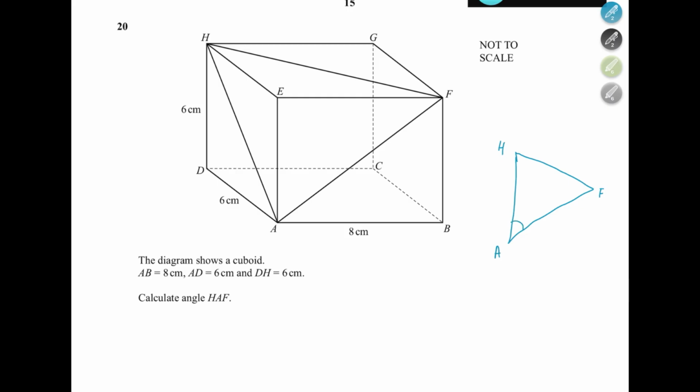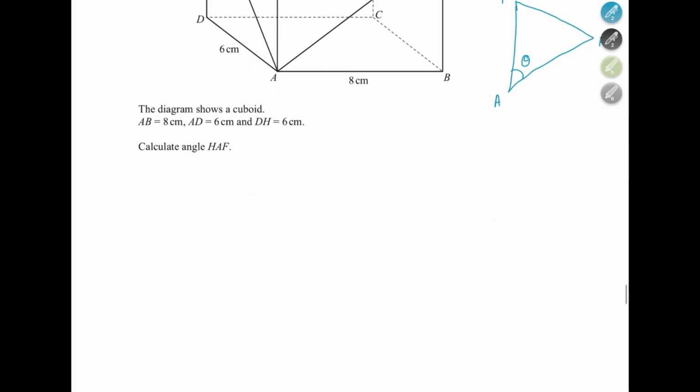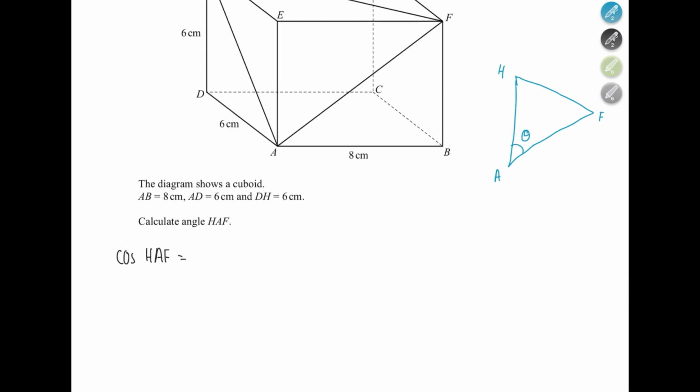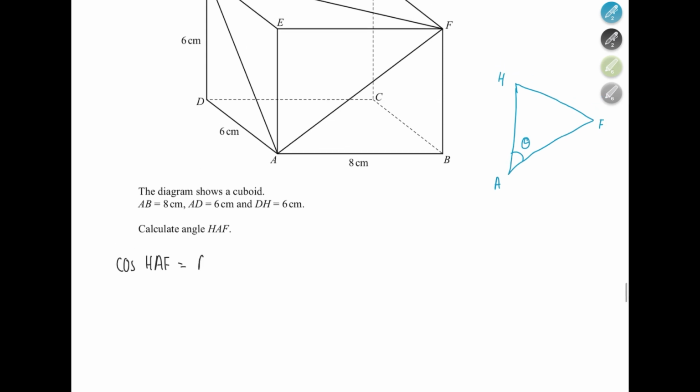Now, to find this angle, we can use cosine rule. So we can find the length of AF, AH, and HF, and we can plug that in the cosine rule. What is the cosine rule? So cosine HAF equals a squared plus b squared minus c squared divided by 2ab. So for us, it would be AF squared plus AH squared minus HF squared divided by 2 into AF into AH.